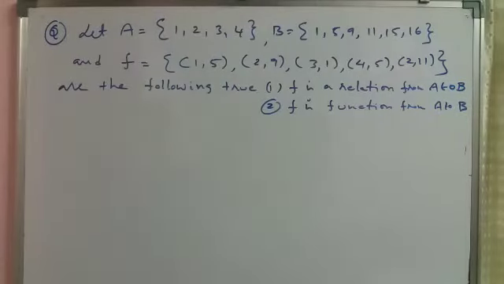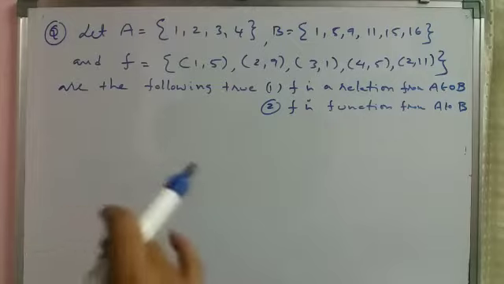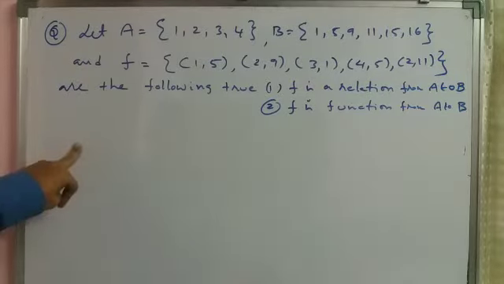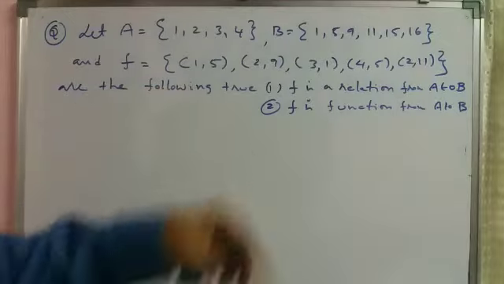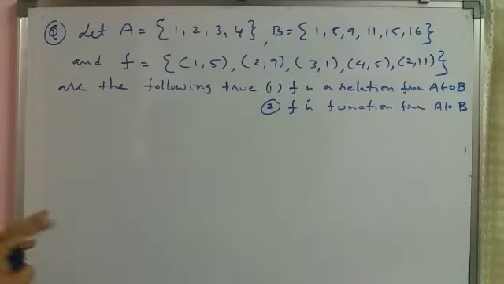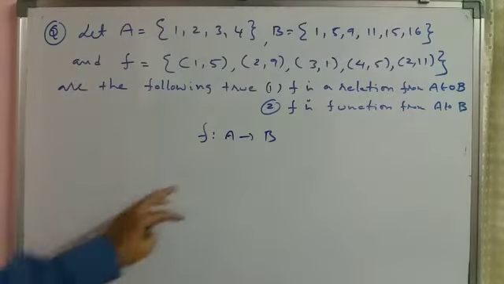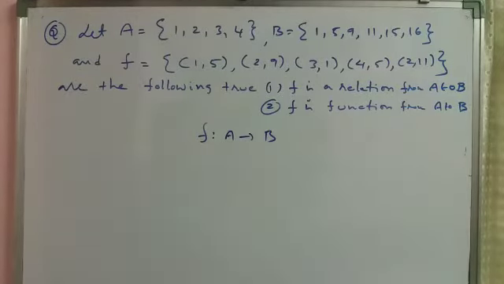Dear students, in the previous class, the function definition, domain, codomain, and range definitions were completed. Function definition: a relation f from set A to set B is said to be a function if every element in set A has a unique image in set B. Then, domain and codomain: f from A to B is a function, set A is called the domain, and set B is called the codomain.